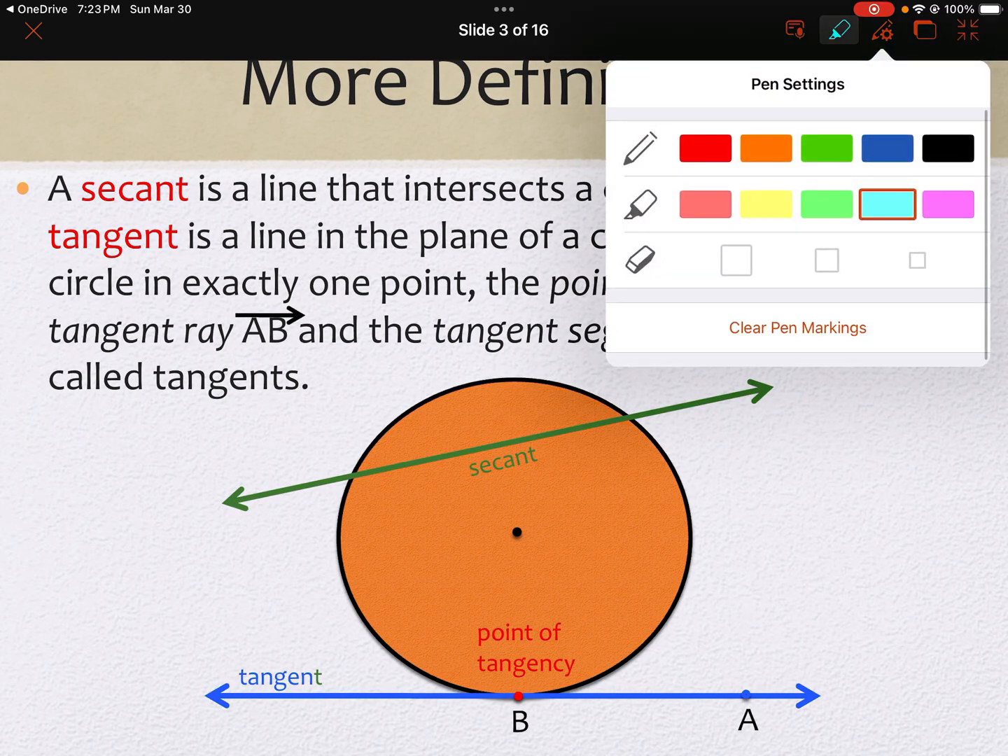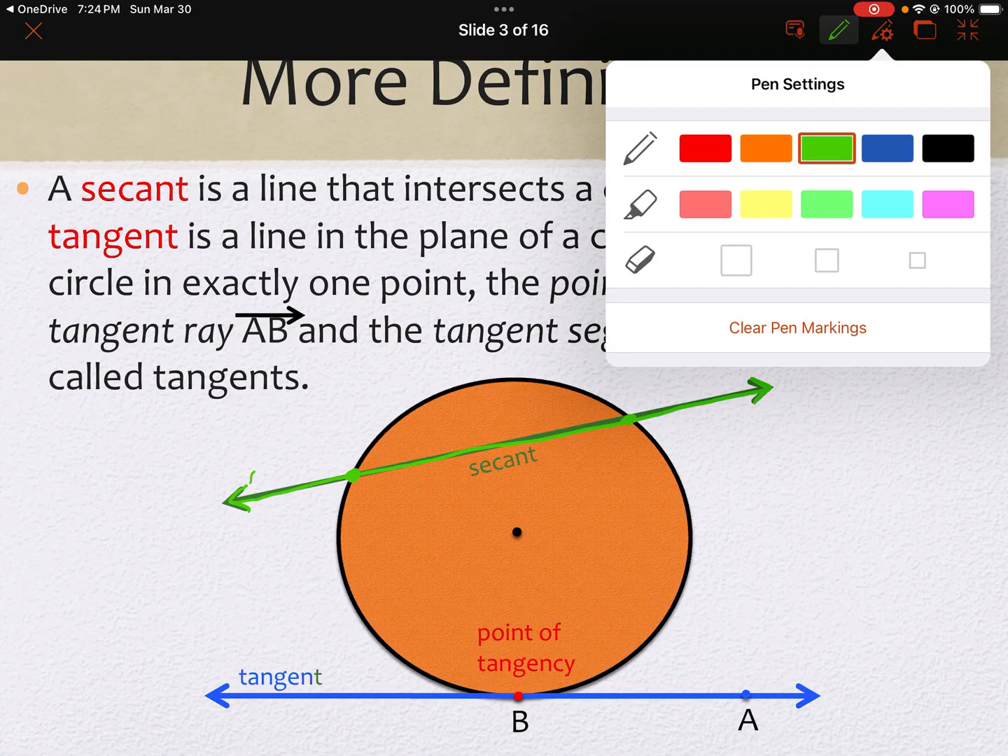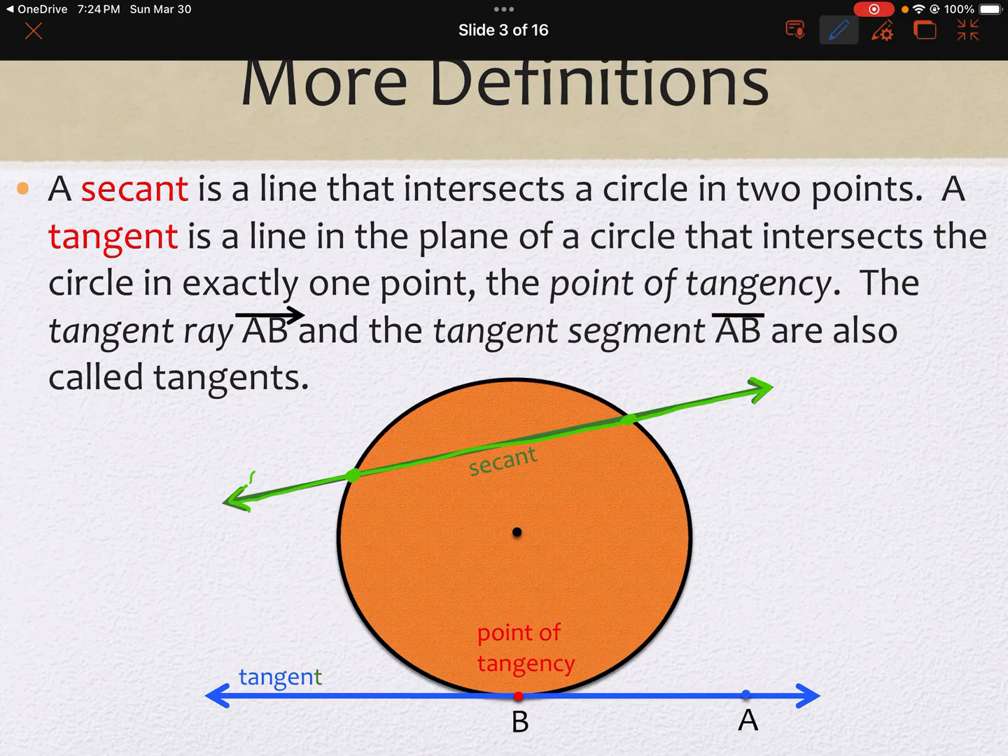Here's a couple more definitions. A secant is a line that intersects a circle in 2 points. So it looks like this green guy right here. So this line goes through the circle and touches it twice. That's what a secant is. A tangent is the blue line. It's a line in the plane of a circle that intersects a circle at exactly 1 point. And that point is called the point of tangency.